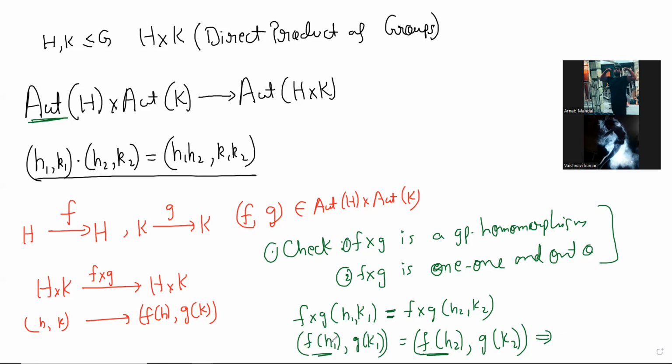First, this is just a tuple of ordered pairs. So this is equal to this. So h1 is equal to h2. This is equal to this. So g1 is equal to g2. k1 is equal to k2, because g is 1-1.